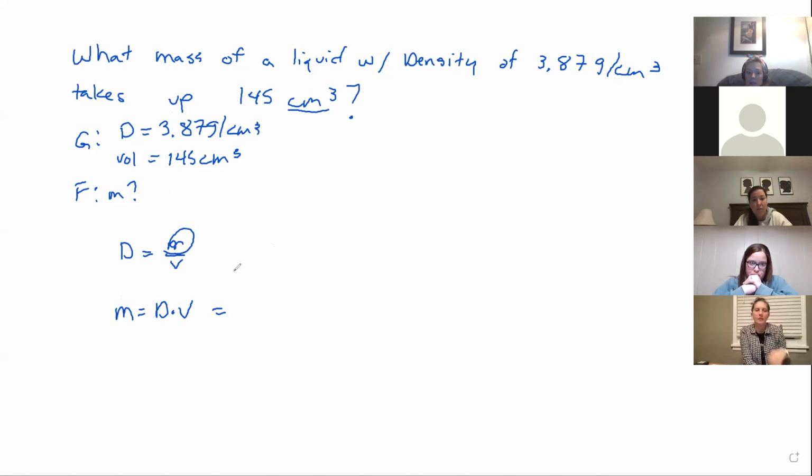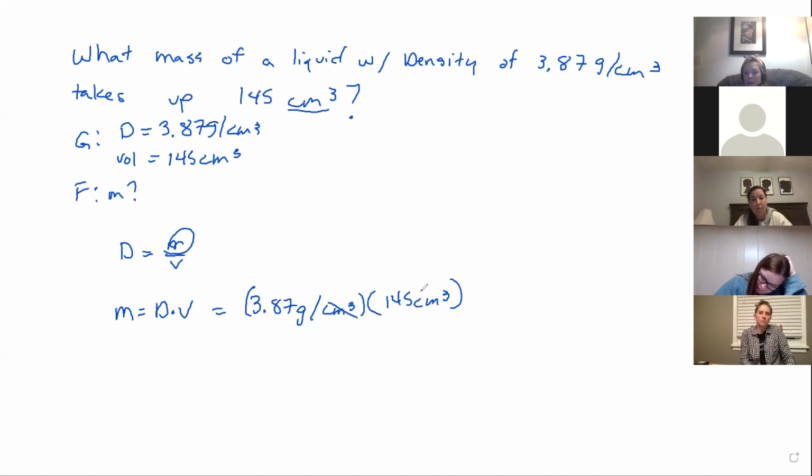Plug in from there. So density is 3.87, and again, I put the units in, grams per centimeter cubed. We're going to multiply that by 145 centimeters cubed. And look at that, centimeters will cancel. It's above the fraction bar here, it's below a fraction bar here, so it disappears. So we're just left with units of gram, which is a good unit to have for mass.